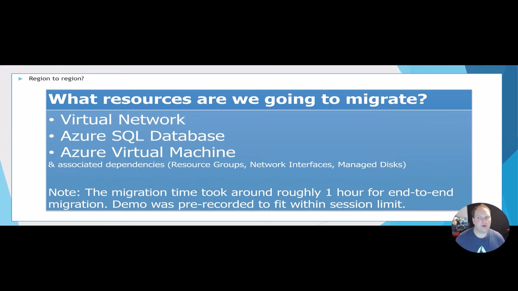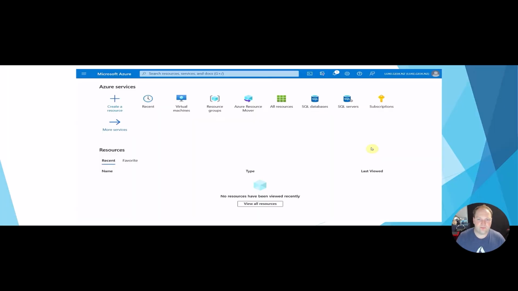So what resources are we actually going to migrate as part of this demo? We're going to migrate an Azure Virtual Network, an Azure SQL Database, and an Azure Virtual Machine and its associated dependencies such as resource group, network interfaces, and managed disks. Note the migration for these resources took roughly an hour end to end. The demo was pre-recorded and I cut down the video in order to fit within the session limit for the reactor days, and we're just going to go through the same thing here. So let's take a look.